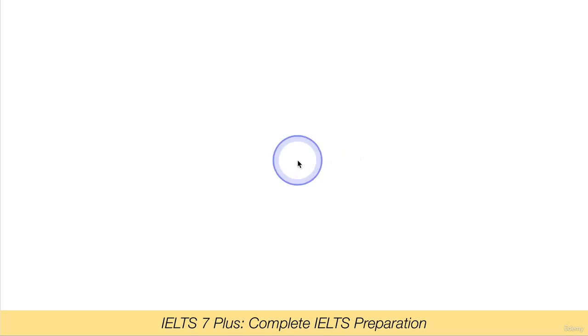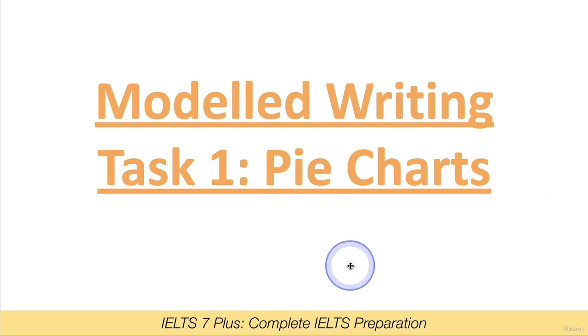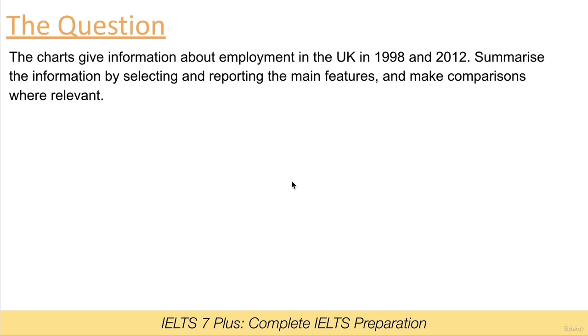So without further ado, let's have a look at the first task, and this is going to focus on pie charts. Okay then, the information, the question itself. The charts give information about employment in the UK in 1998 and 2012. Summarise the information by selecting and reporting the main features and make comparisons where relevant. Same task every time, reporting the main features, and we're making comparisons where relevant. So let's bring in the pie charts and see what we are going to be tackling.